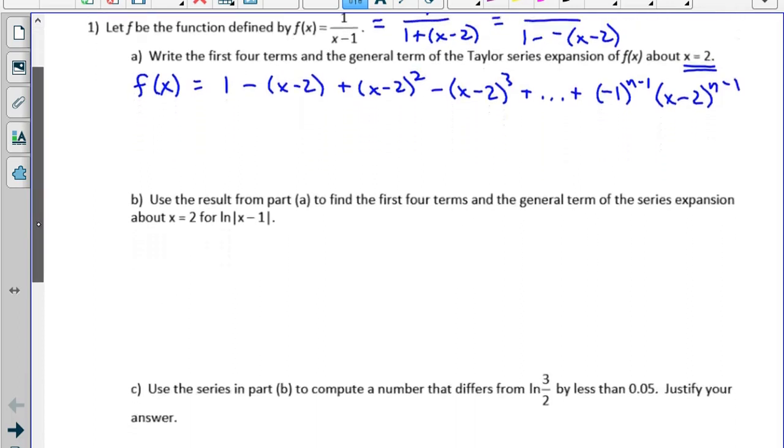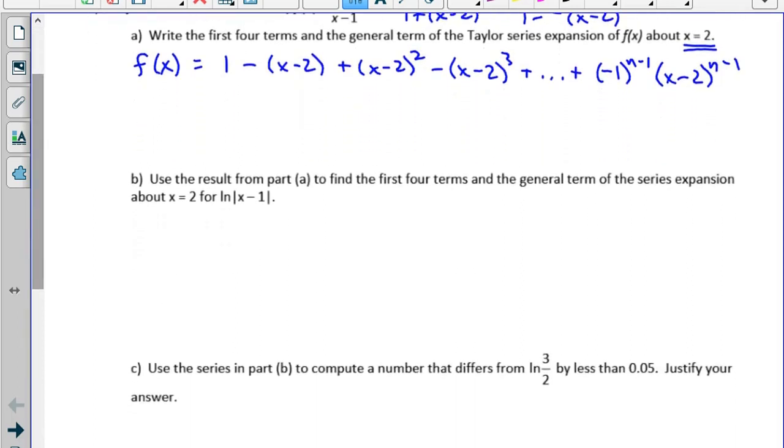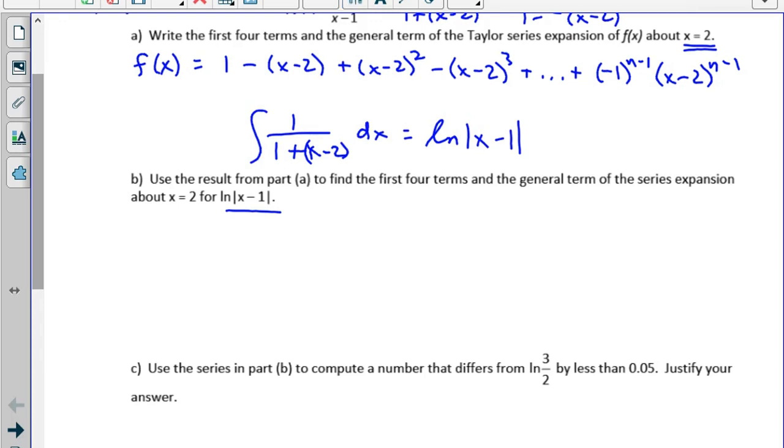Then in letter B, it's asking us to use part A to find the natural log of x minus 1's Taylor series expansion about x equals 2. If we notice 1 over x minus 1, or 1 over 1 plus x minus 2, if we integrate that, we end up with the natural log of x minus 1. So that means we can just integrate the Taylor series too. So I'm going to integrate the Taylor series, integrating every term.